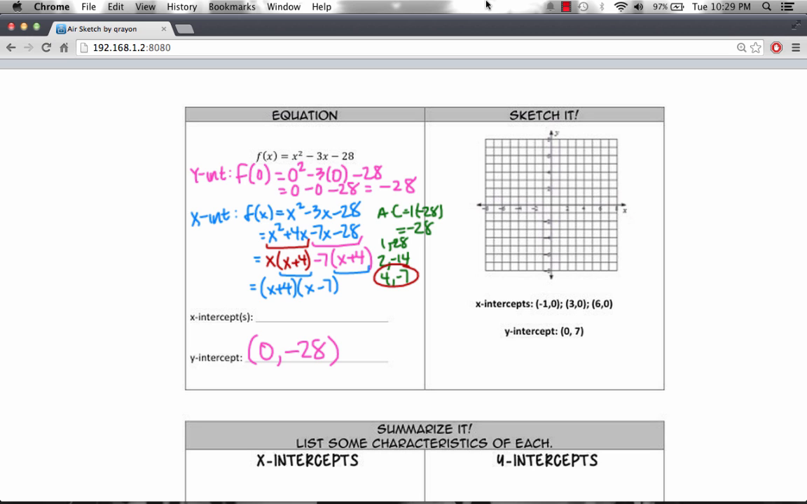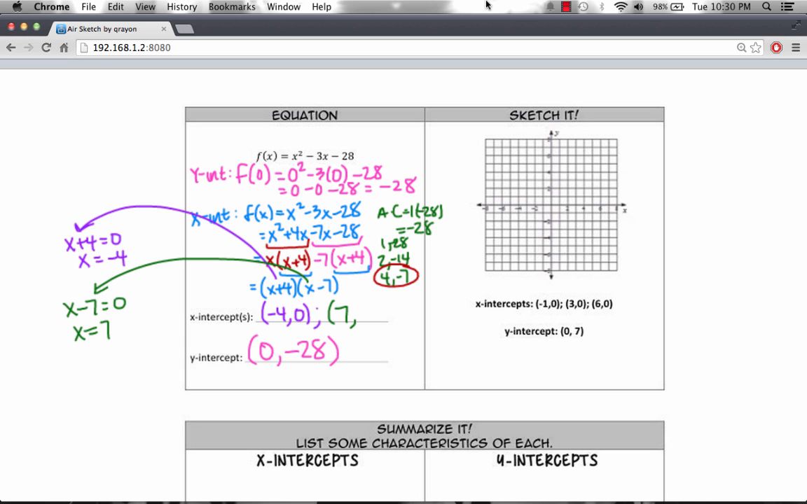Now we're going to take this factoring one step further. We're going to look at each individual factor and solve it for 0. So in this case, we get -4. That means that one of our x-intercepts is at -4, 0. We're going to take our other factor and solve it for 0 as well. In this case, we get positive 7. So our other x-intercept is going to be at 7, 0.